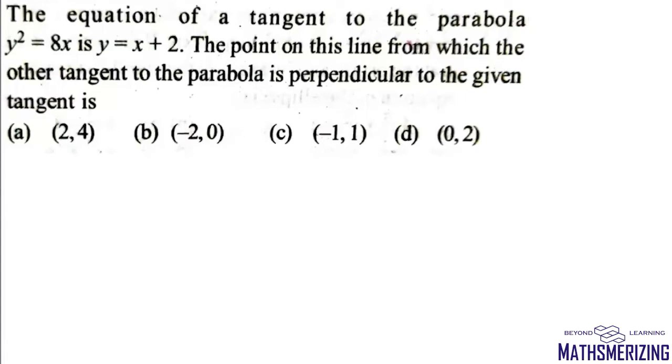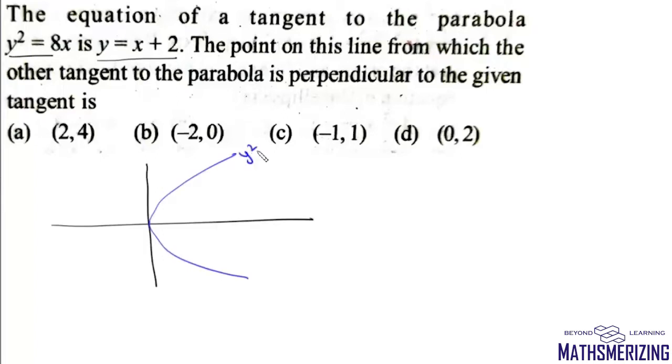Now here the question is, the equation of tangent to a parabola y² equals 8x is y equals x plus 2. The point on this line from which the other tangent to the parabola is perpendicular to the given tangent is. So we are given this parabola which is y² equals 8x, and we are also given this tangent which is y equals x plus 2. Now the point on this line from which the other tangent to the parabola is perpendicular to the given tangent. We know that the point of intersection of perpendicular tangents is on directrix.